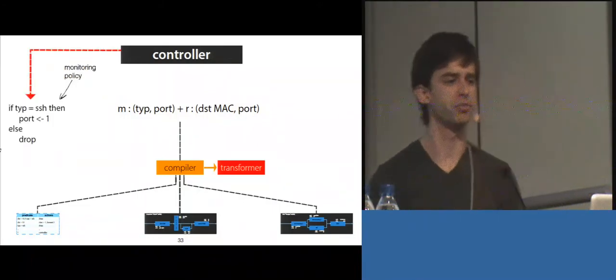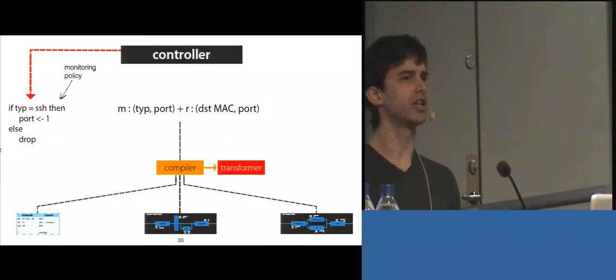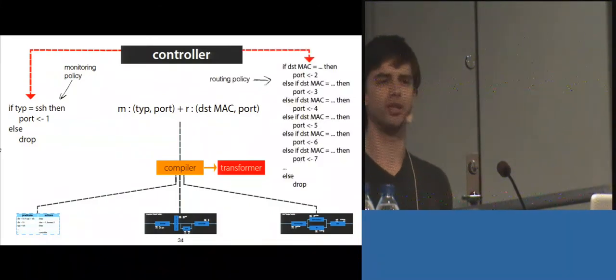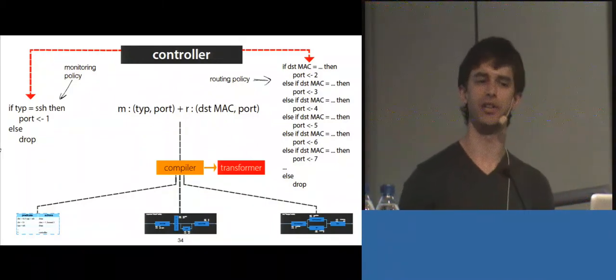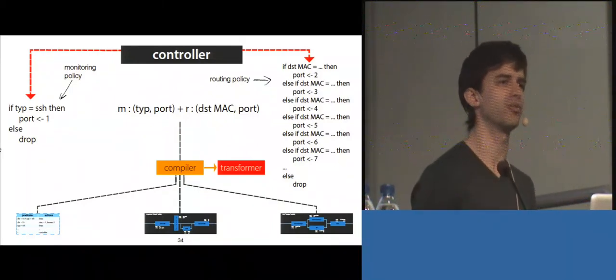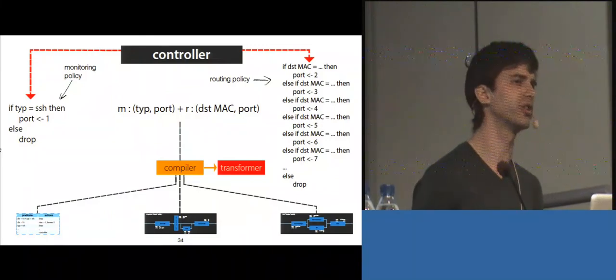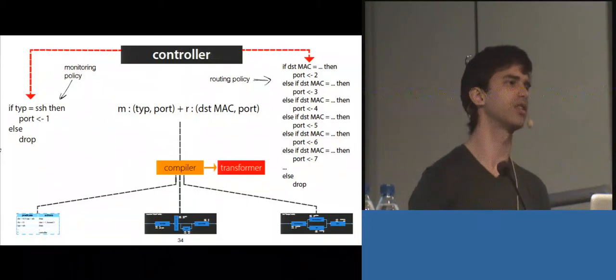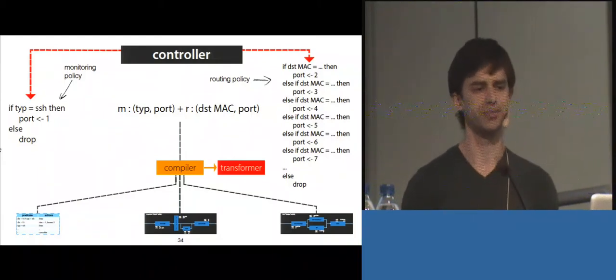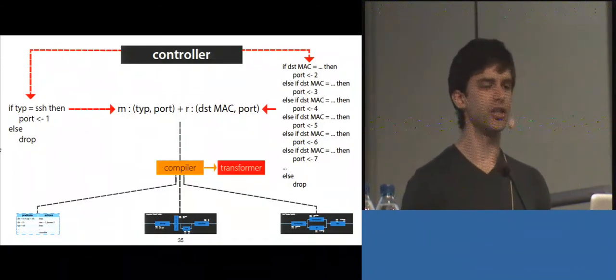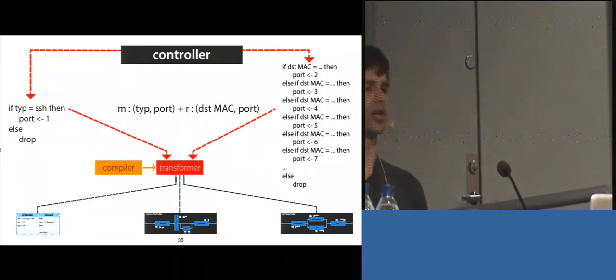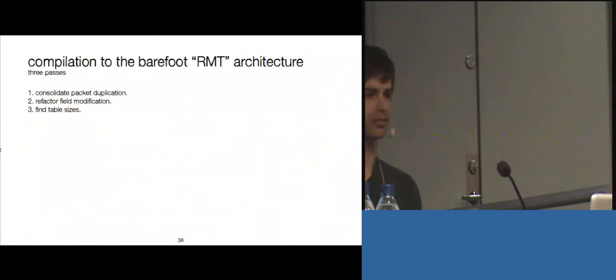So here's an example monitoring policy. If the type of traffic is SSH, send it out to special port 1, otherwise drop the packet. And here's a sample, albeit really boring, routing policy. It just does layer 2 MAC routing. So if the destination MAC is 1, send it out port 2. If it's 2, send it out port 3. And as more hosts join and leave the network, the controller is going to update this table to reflect the locations of the hosts. Okay, so the controller conceptually installs these in the virtual pipeline. In reality, they go through the transformer and get mapped down into the tables in the physical hardware.